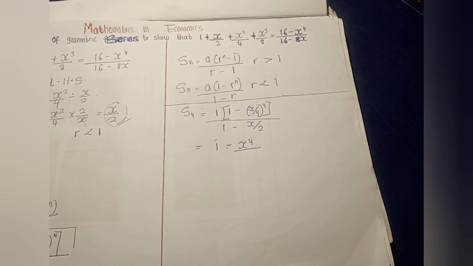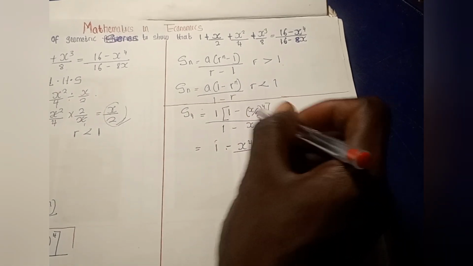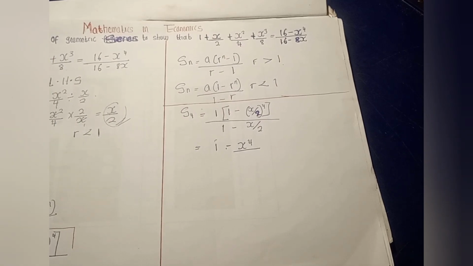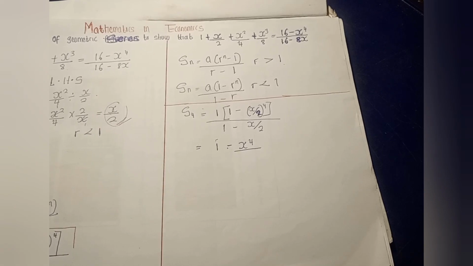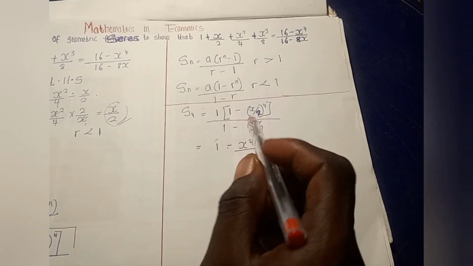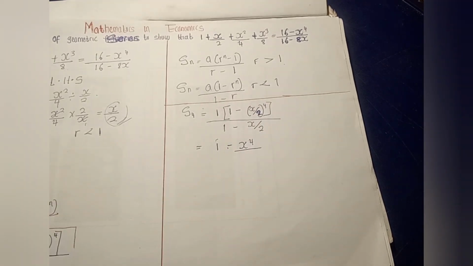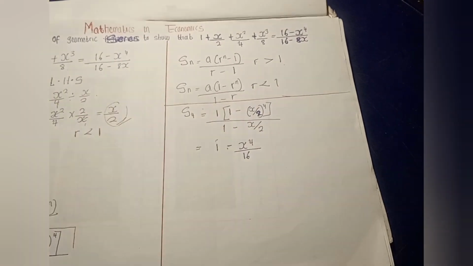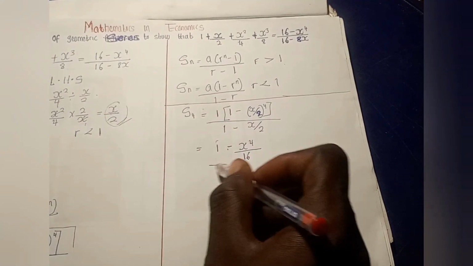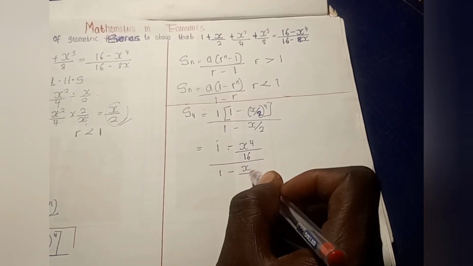My r is x over 2, not x over 4. R is x over 2. Please, you can correct that. R is x over 2, not x over 4. So I'm having x raised to power 4, 2 times 2 is 4, 4 times 2 is 8, 8 times 2 is 16. So I'm going to be having 16 all over 1 minus x over 2.